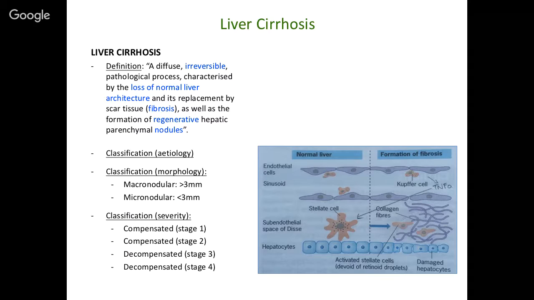In terms of classification, it's very important to know this one. You can have compensated liver cirrhosis and decompensated liver cirrhosis, which is a really bad one. It's based on whether you have ascites or varices. Compensated stage 1 is no ascites and no varices. Stage 2 is varices but no ascites. Stage 3 is varices and ascites. Stage 4 is when you get variceal rupture and variceal bleeding and ascites. If you can't remember all of that, just remember varices and ascites are the key indicators of whether someone has compensated or decompensated liver cirrhosis.